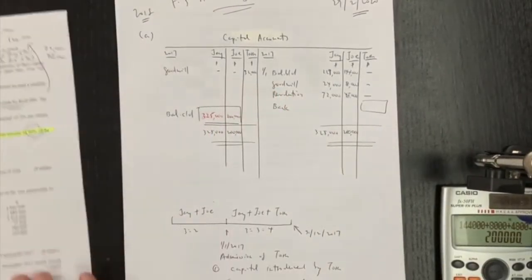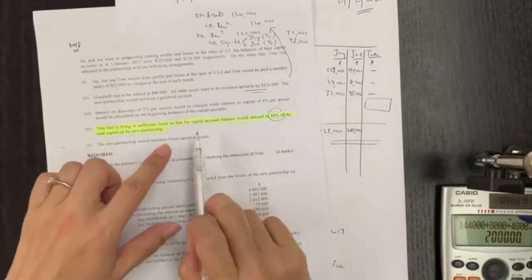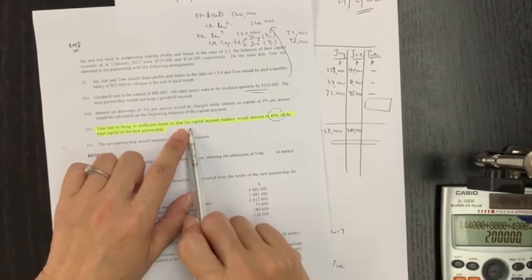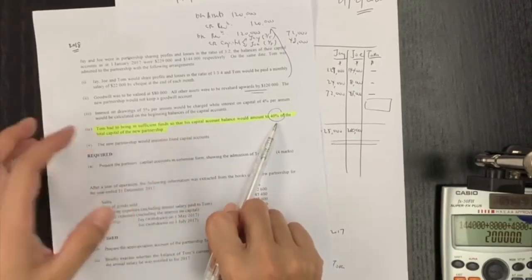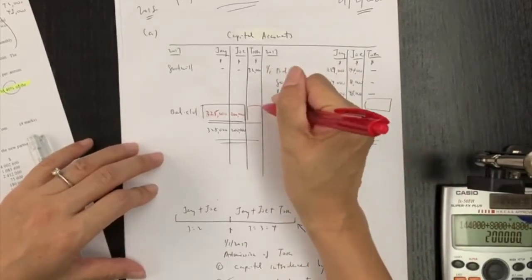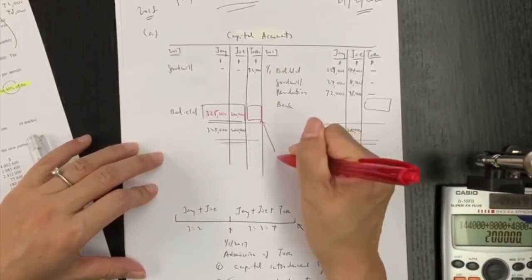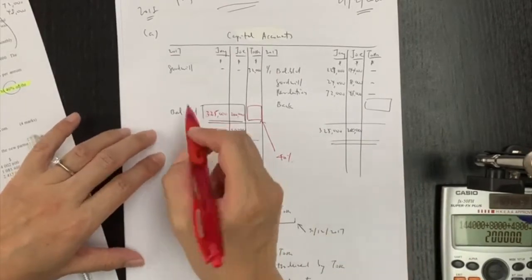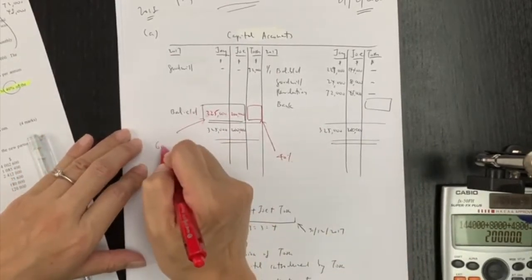So according to the question here, okay, it says, so the percentage for Tom's capital should be 40%. So therefore, we have to fix something here to 40%. All right, so therefore, what about the remaining here? The remaining here will be 60%.